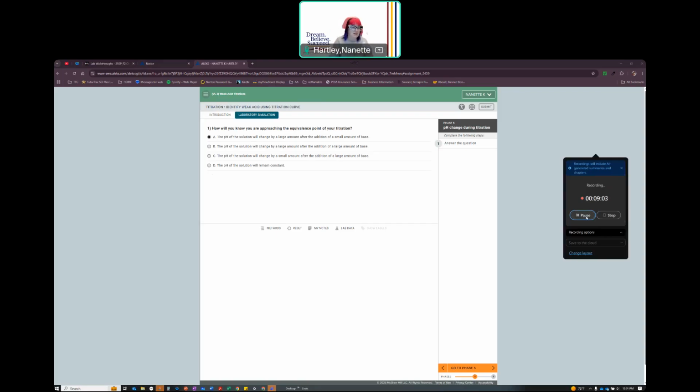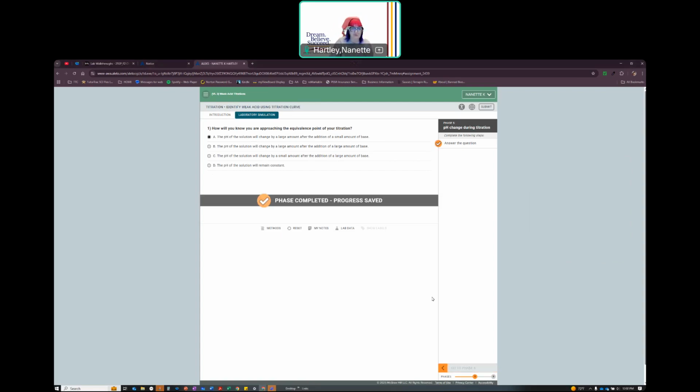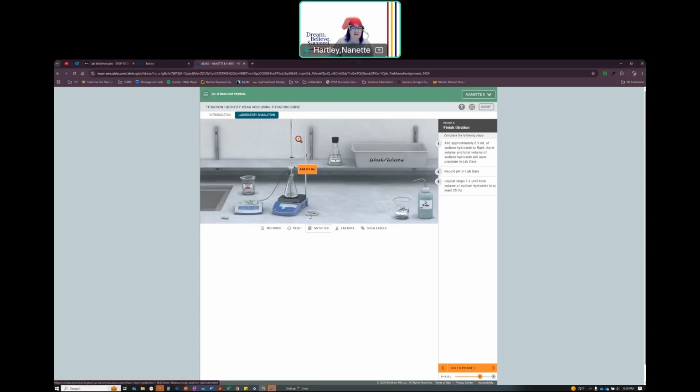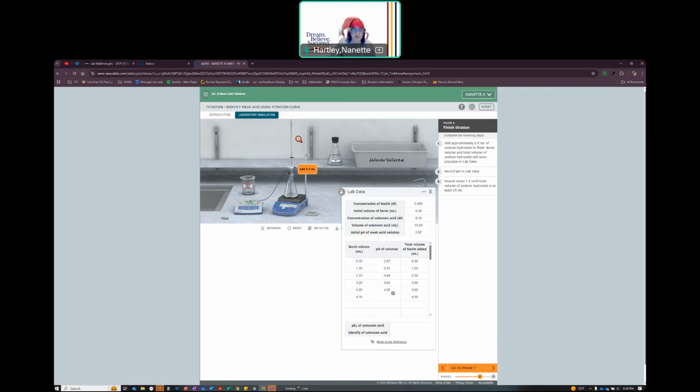Okay, so like I said, that pH, we expect that to change a large amount when we add a small amount of that stuff. So we would expect that when we are near the equivalence point. So cool, we got that. Awesome. So now we're back here and we're going to be adding smaller amounts. So we're going to add approximately 0.5 mL to this, and then we're going to get our total volume, and that's going to auto-populate now, thank goodness, because we don't have to do it every time. And we're going to record the pH. So we're still recording the pH, so we're now at 4.26.